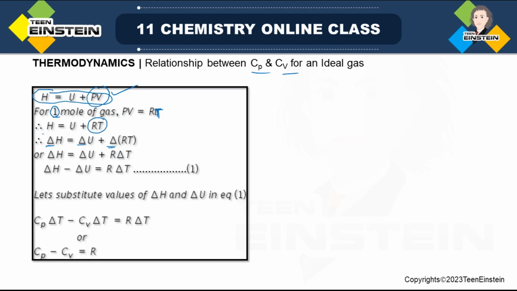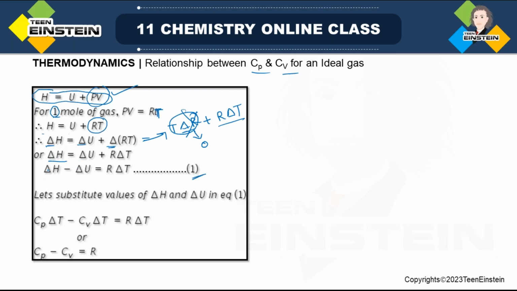Now, del RT means what? If you expand this term, it will be T del R plus R del T. But del R is 0 because R is constant. There is no del R possible, so this value is 0. So we are left with only R del T. So finally we are getting del H minus del U equal to R del T. Suppose this is equation 1.